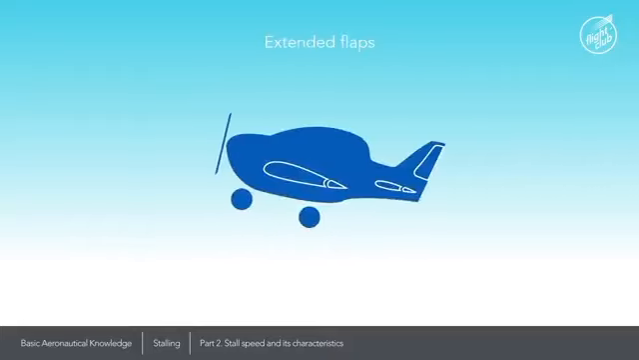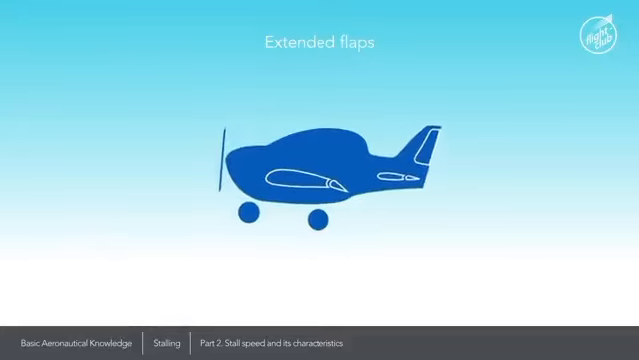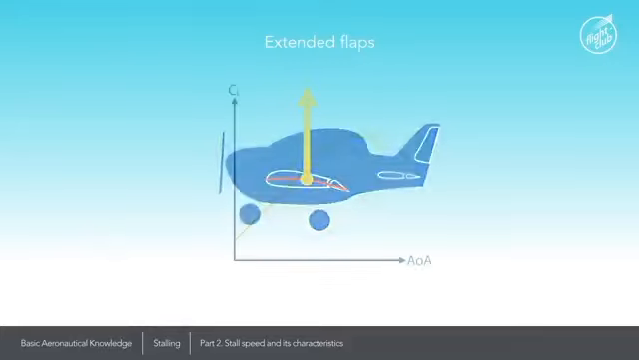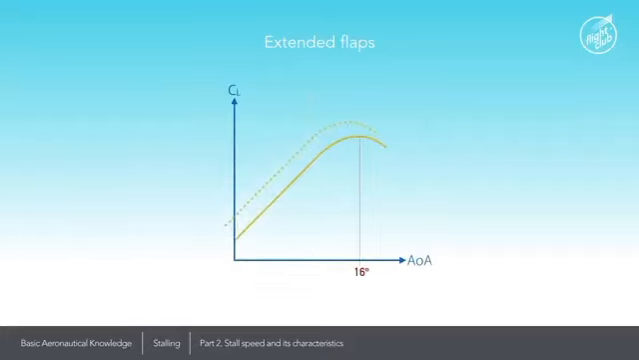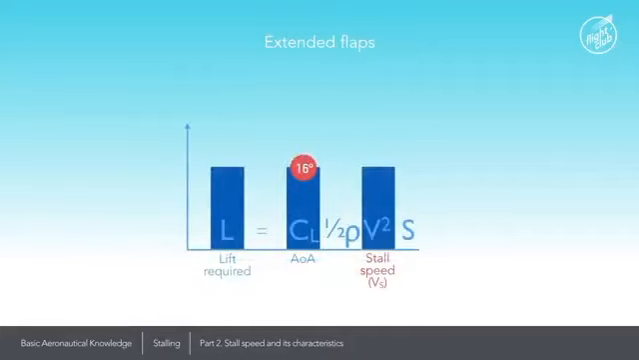Extended flaps. Extended flaps increase the camber of the wings, lower the nose and generate more lift. This is what happens to the coefficient of lift versus angle of attack curve when flaps are extended. Greater ability to generate lift means that the stalling speed will reduce, but the aircraft will stall at a smaller angle of attack.